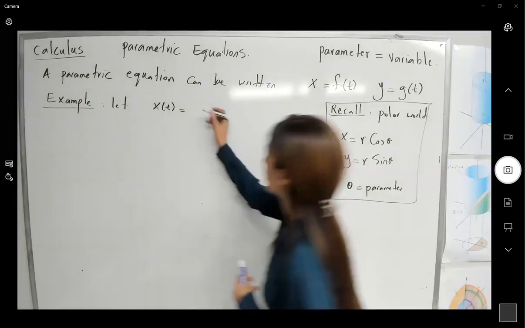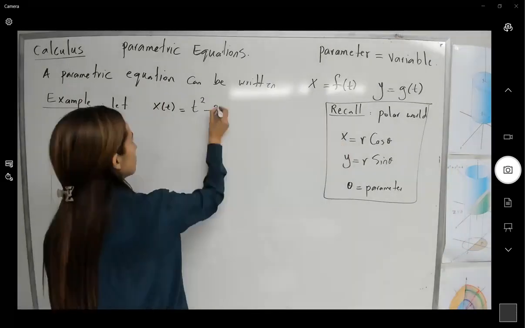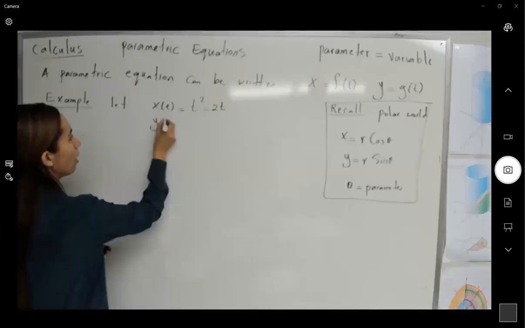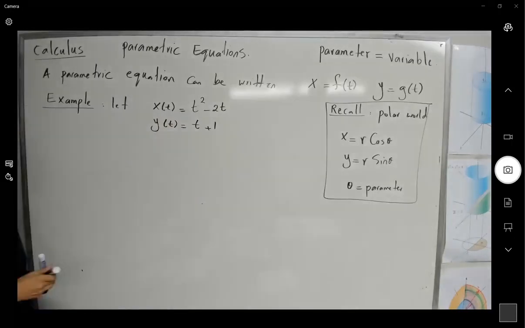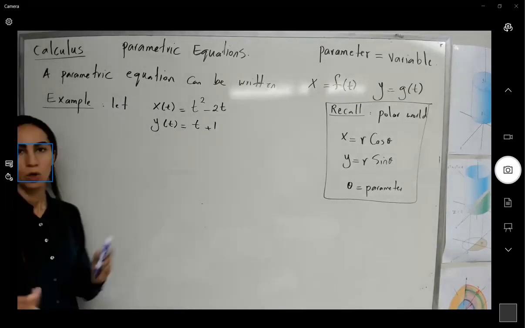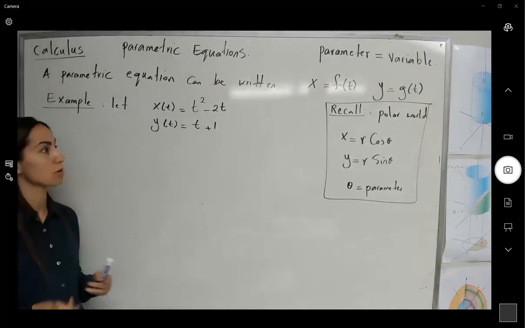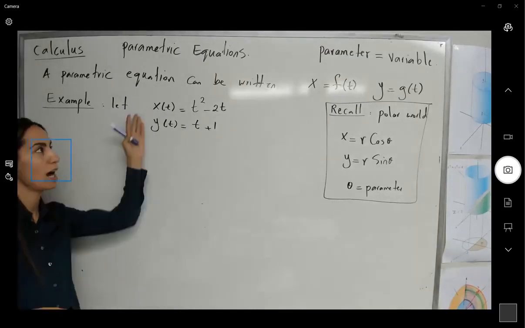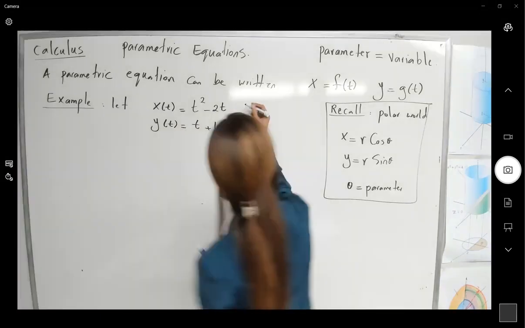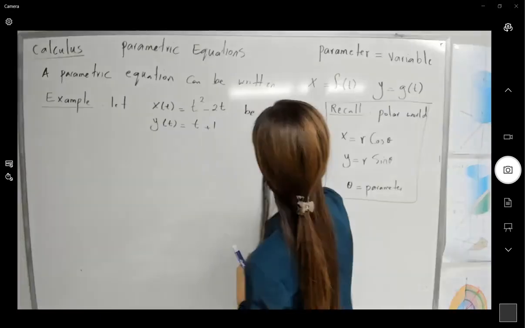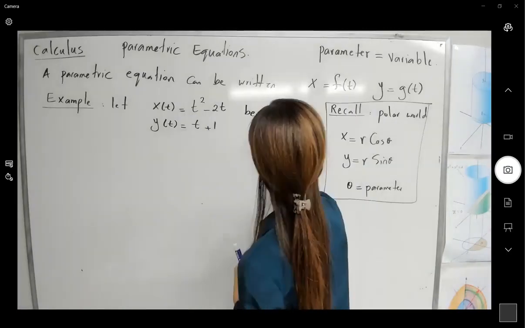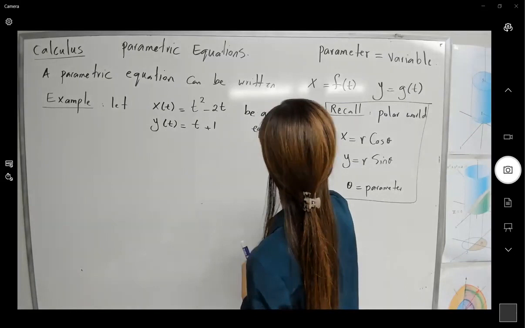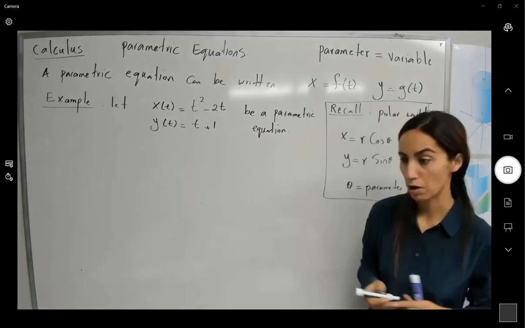x of t be t squared minus 2t and y of t be t plus 1. This is a question that we are having. They have a parametric equation, and we are interested in analyzing this parametric equation.